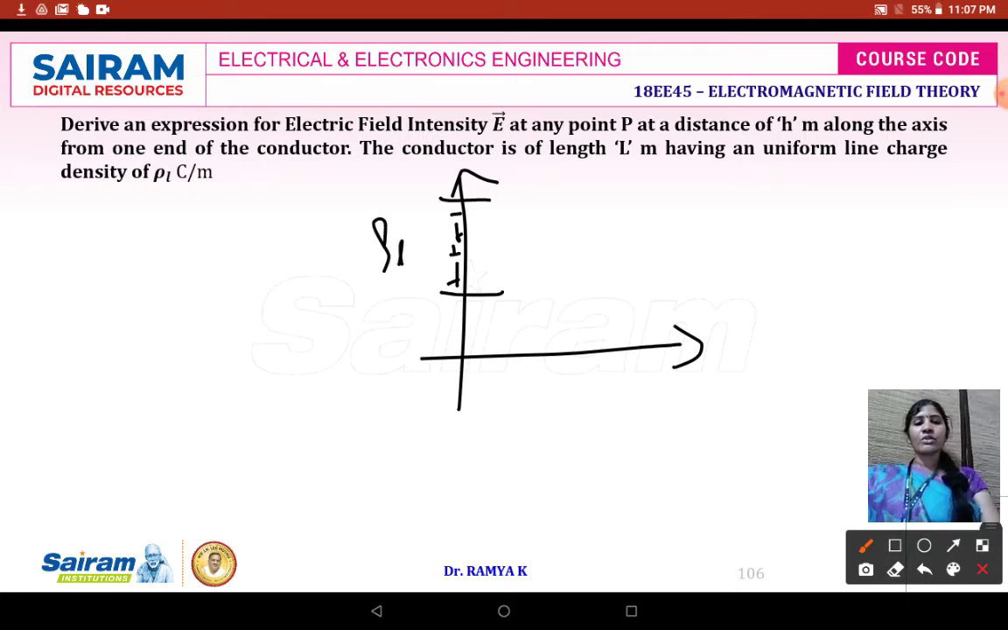Here also the length of the conductor is placed parallel to your z axis, and there the point where we need to identify the electric field intensity falls on the y axis. Whereas in this problem you have to keep the point at a distance of h meter along the axis from one end of the conductor.